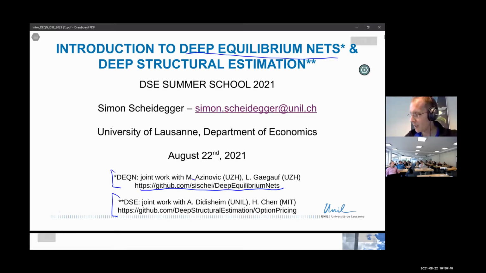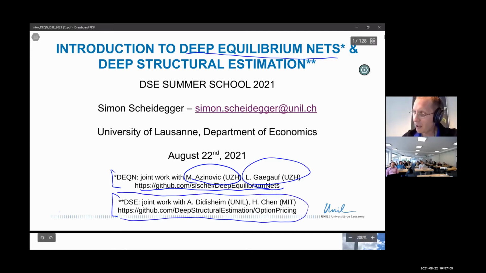This is joint work with Marlon Nocinovic, who just recently graduated from the University of Zurich and now starts a postdoc in the econ department there as well, and Luca Gegauf, who I'm co-supervising as a PhD student. Afterwards, in the last part, I will talk about how deep learning can also be useful to estimate complex models. For this, there's also a Git repository. This is joint work with Antoine Didisheim, a PhD student of mine in Lausanne, and Hui Chen from MIT.